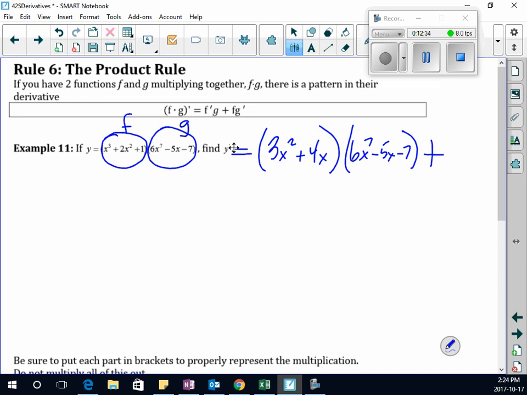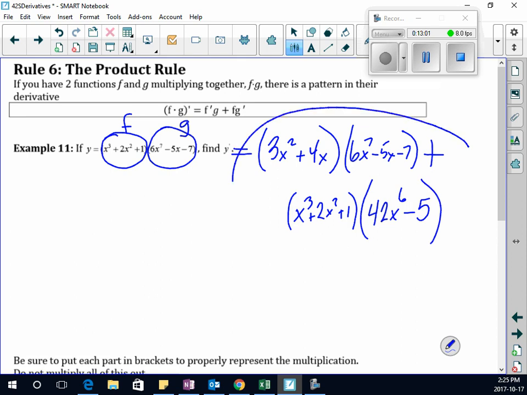Then we take the first function, leave it alone. x to the power 3 plus 2x squared plus 1. Now I'm going to find the derivative of the second function. What's the derivative of the second function? Well, what's the derivative of 6x to the power 7? 42x to the power 6. What's the derivative of minus 5x? Minus 5. What's the derivative of minus 7? 0. Done. This is my answer. You do not have to multiply it out. Good.